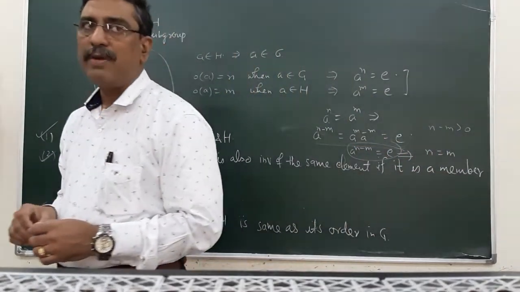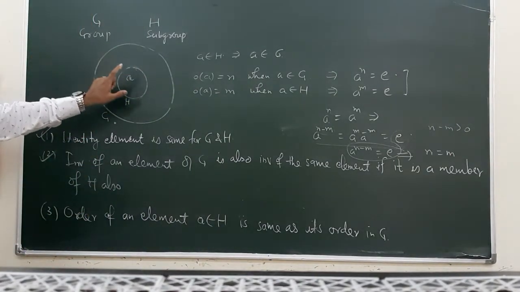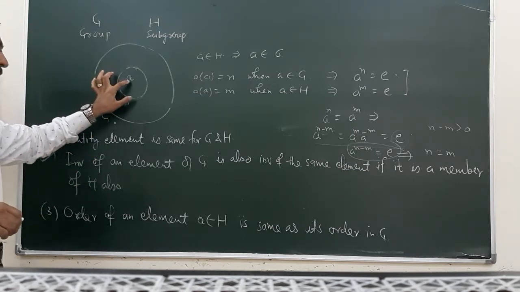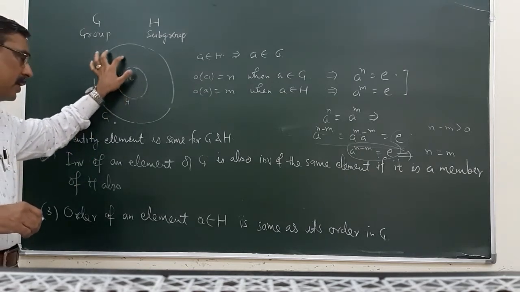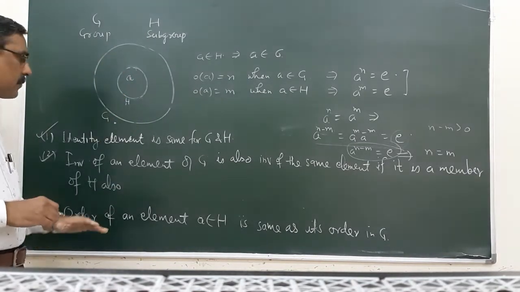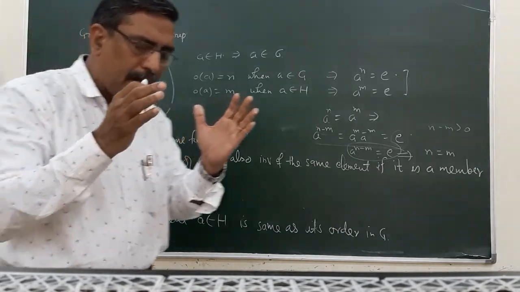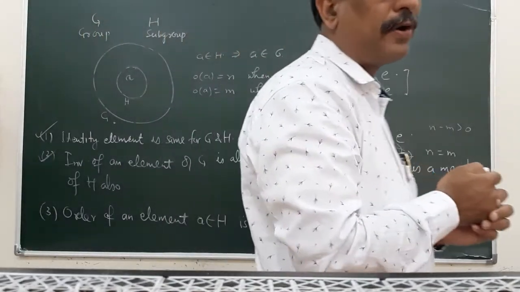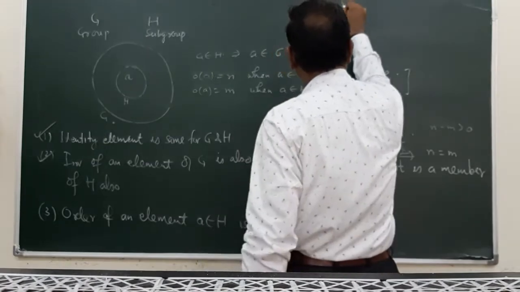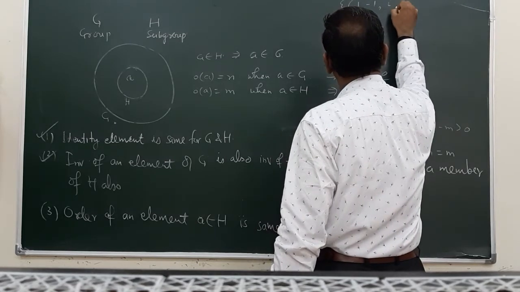N is equal to M means the order of the element belonging to the set G is the same as if the element belongs to H. Thus, from here we can predict an important result. What is the important result?